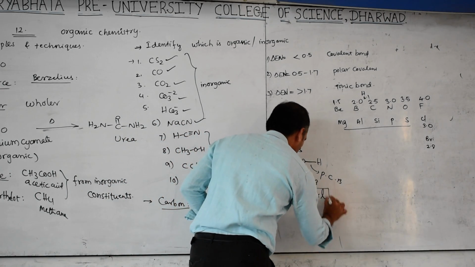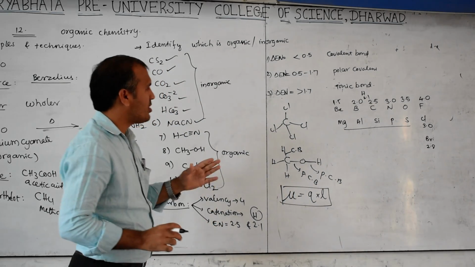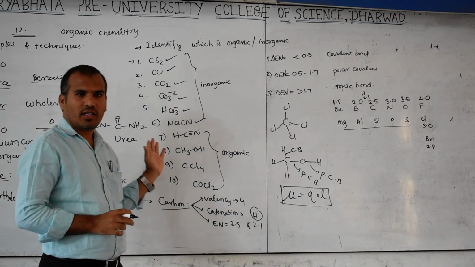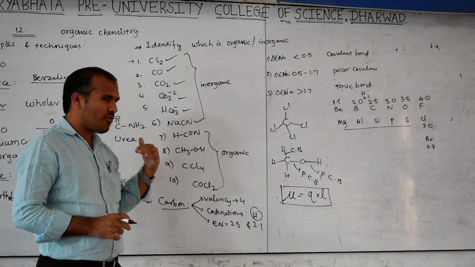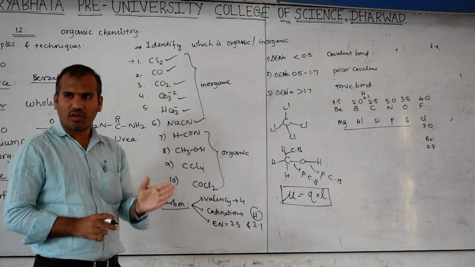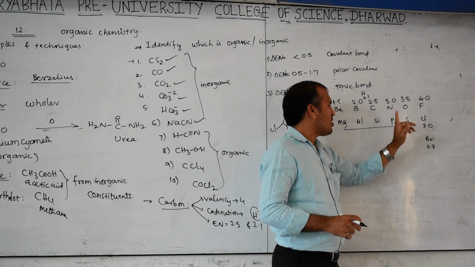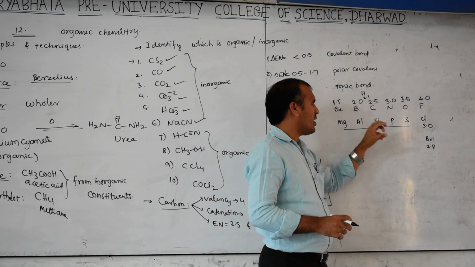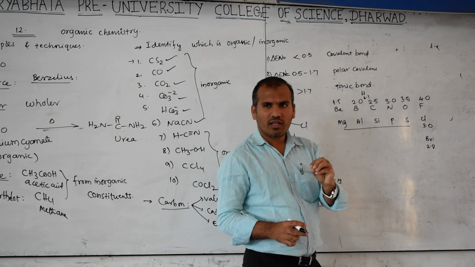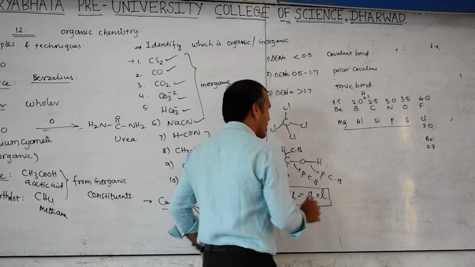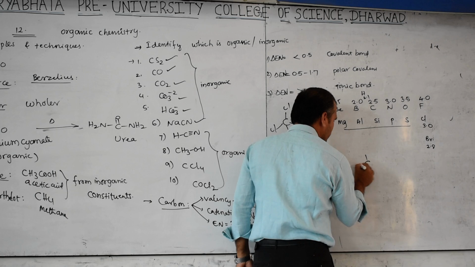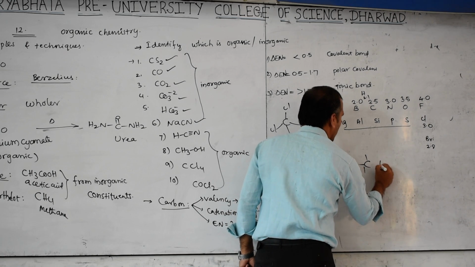Now, we know which type of bond is present in carbon. Carbon can form which type of bond? Generally covalent bond. All these electronegativities observed with halogen, sulfur and phosphorus, their electronegativity differences are very small. But now consider this one, carbon and lithium.